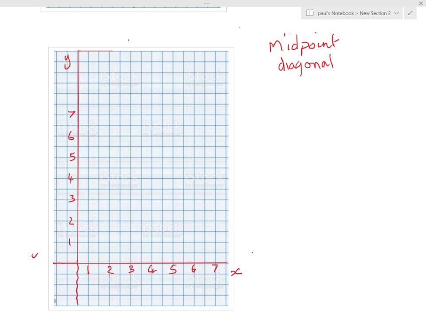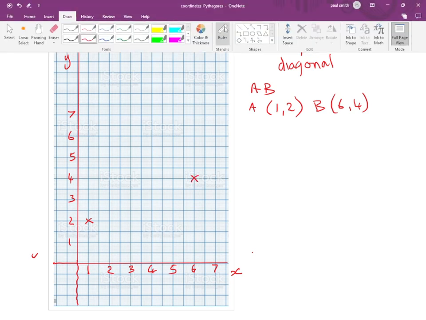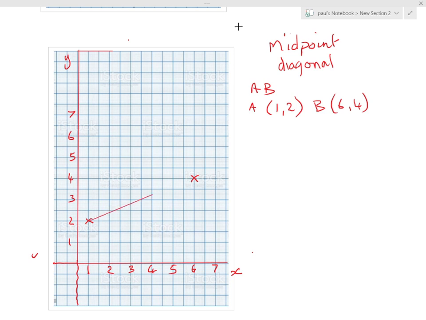right, so we need a line AB, and A is 1, 2, and B is 6, 4. So let's plot those. 1, 2 is there. 6, 4, it was a bit bigger this one. 6, 4 is there, and join them up, not forgetting to label as A and B. It doesn't matter which way round A and B are.